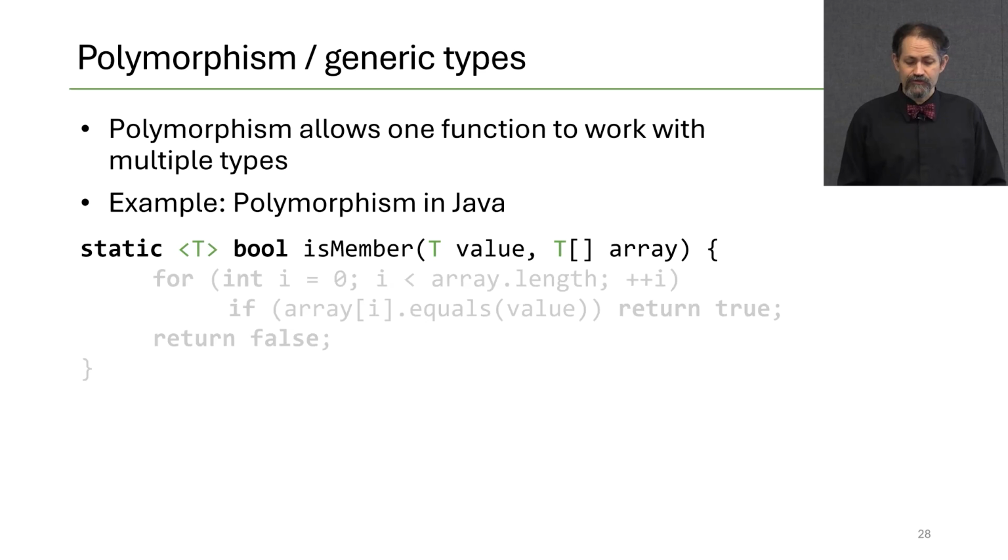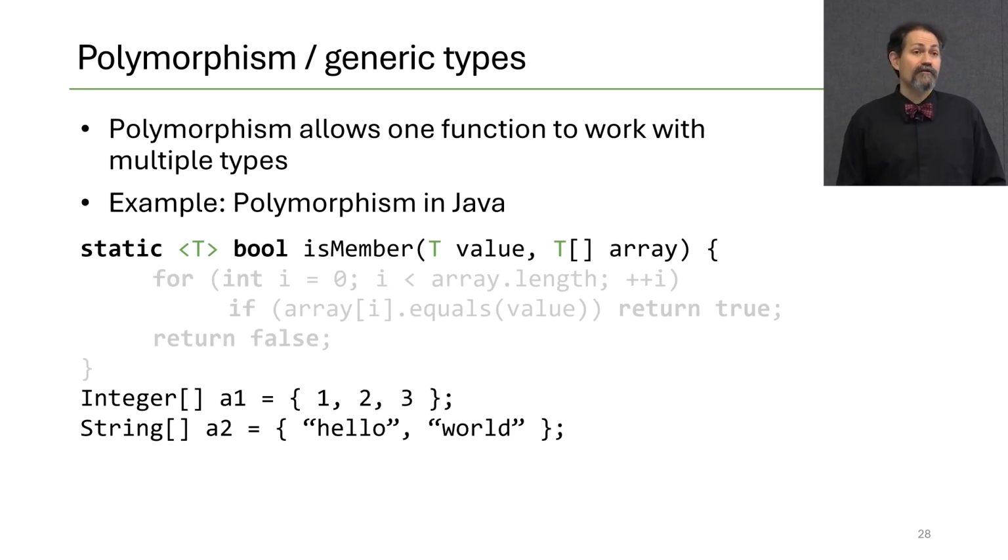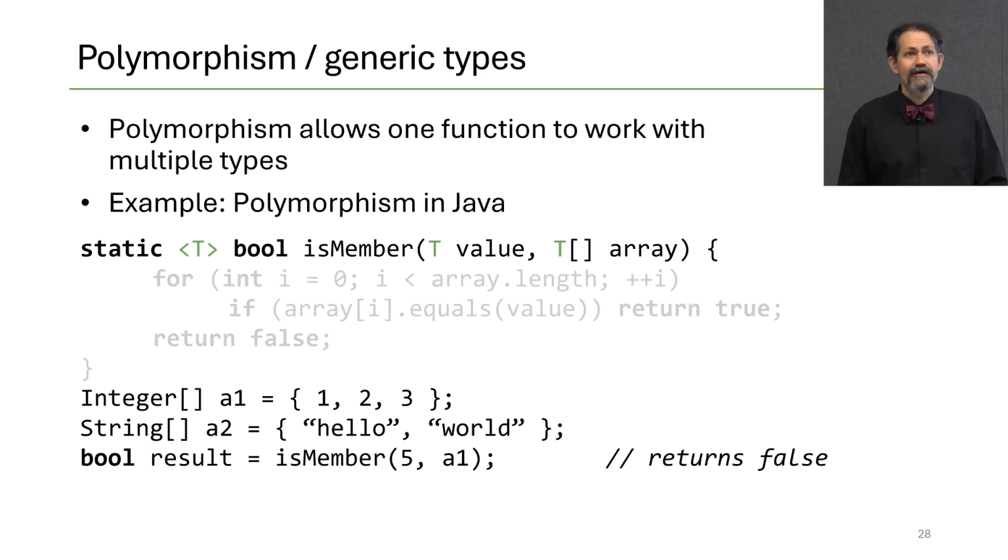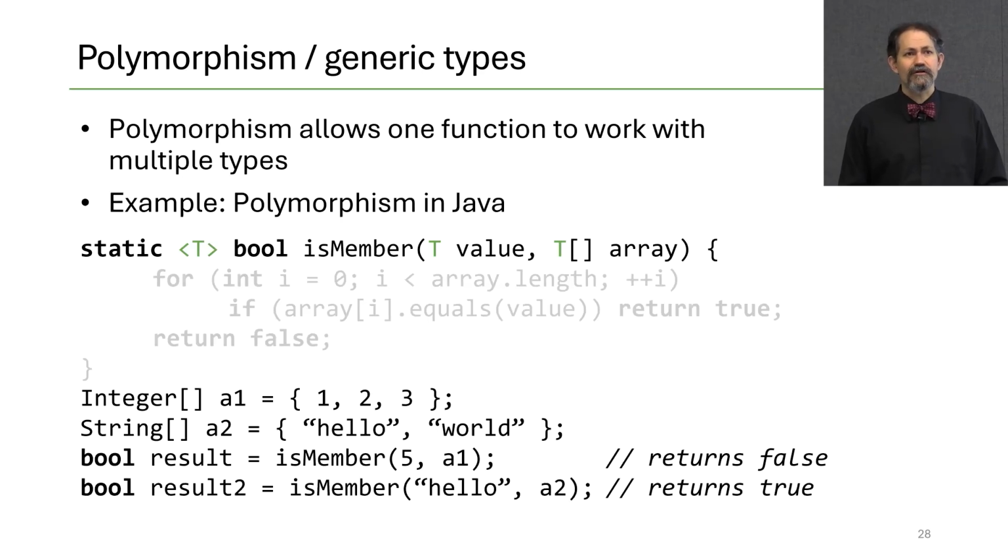Let's look at how this code is used. Imagine we have an array of integers, 1, 2, 3, and an array of strings, hello and world. Now, we can check whether 5 is a member of the A1 integer array, and this will return false. Similarly, we can check whether the hello string is a member of the A2 array, and this will return true.